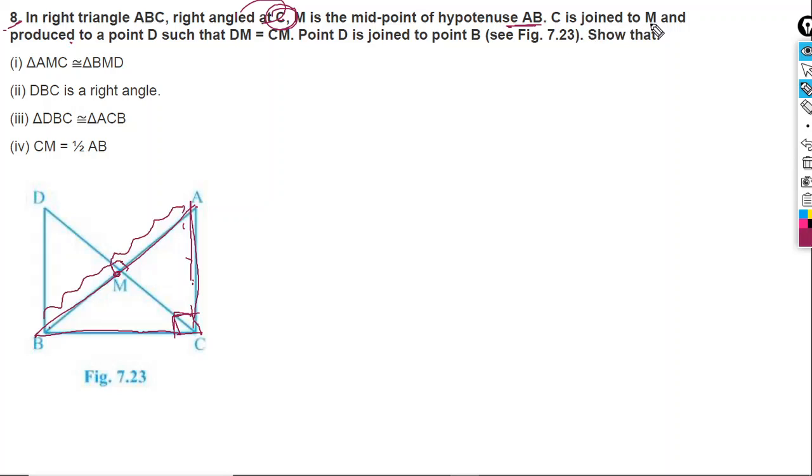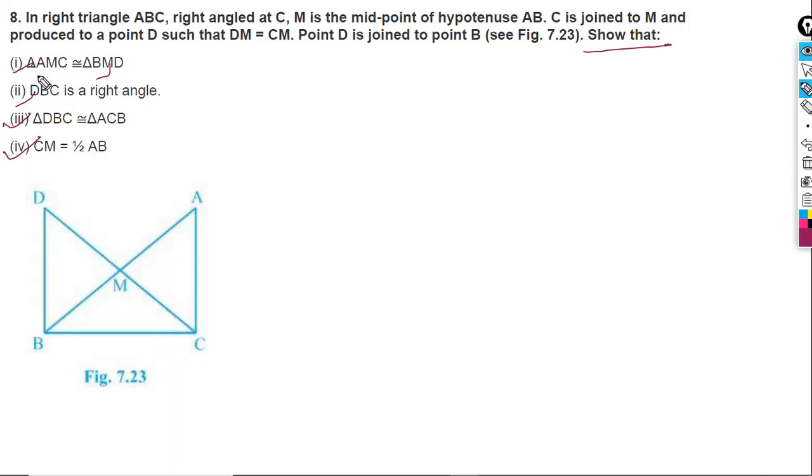C is joined to M and produced to a point D such that DM equals CM. So C is joined to M and it is produced up to D such that this CM equals DM. Okay. Now after this you have to show that (i), (ii), (iii) and (iv).